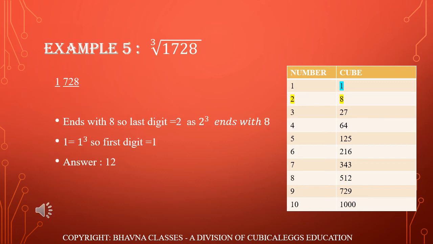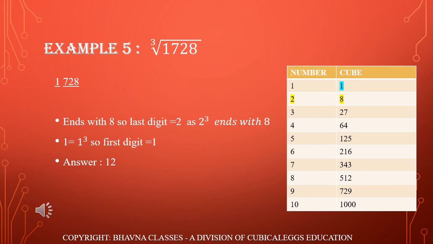So here is an example which is relatively easy, but there is some difference in it. You will come to know what that is. So 1728. I'll be separating it from the right hand side. So I have 728 as the first group of three digits, and then I'm left with only one. Now the number ends with 8, so the last digit is 2 because 2 cube ends with 8. So 2 is the last digit of the result. For the first digit, I have to check 1. I'm getting 1 here and 1 cube is 1. So 1 is the first digit and the final answer is 12.